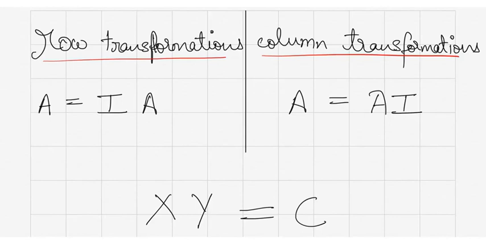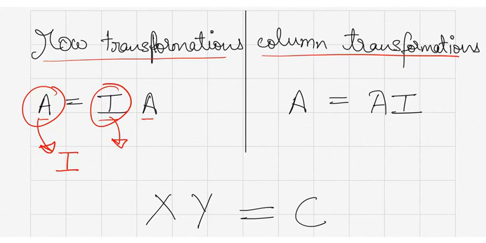When we use row transformations, we start with the equation A is equal to IA, and we apply row transformations on this matrix to convert it to a unit matrix. And to maintain equality, we have to apply the same row transformations to this matrix, and in the end this gets converted to the inverse of the matrix.